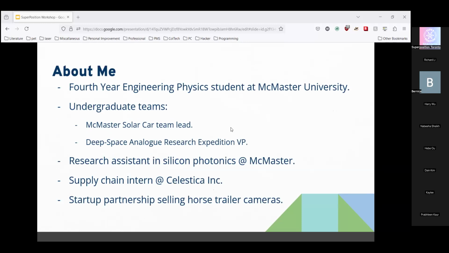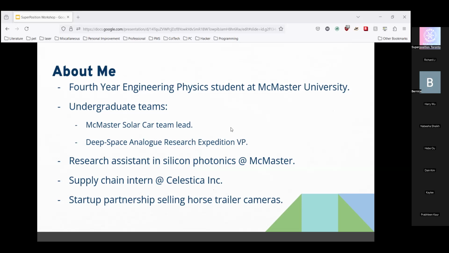Right. So about me, I'm a fourth year engineering physics student at McMaster University. I have a focus on electronics and optics. I have worked on a number of undergraduate teams. Most notably, I was part of the solar car team as a general member and later the solar cell team lead. And then I joined the Deep Space Analog Research Expedition team as one of the vice presidents as well as the electrical lead.